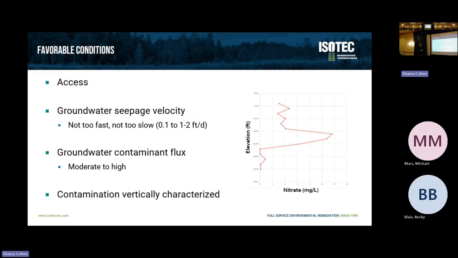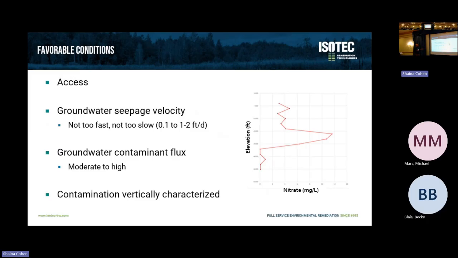So conditions that are favorable for PRB: access. If there's a place where there is a contaminant flux coming through and you can place a PRB, that's probably a good location for it. We want to be knowing what our groundwater velocity is. Hydrogeology is going to be a continuous theme through all of our presentations today. And that's really important in PRBs as well. And here I say not too fast, not too slow.